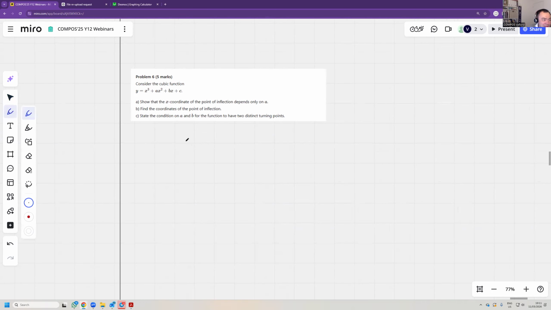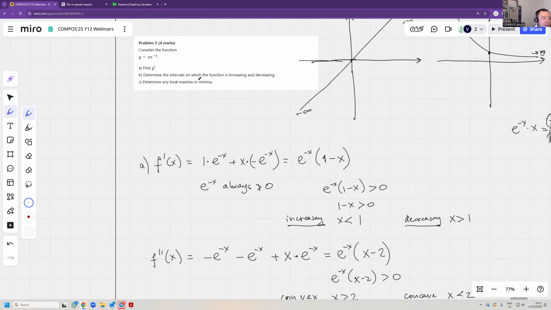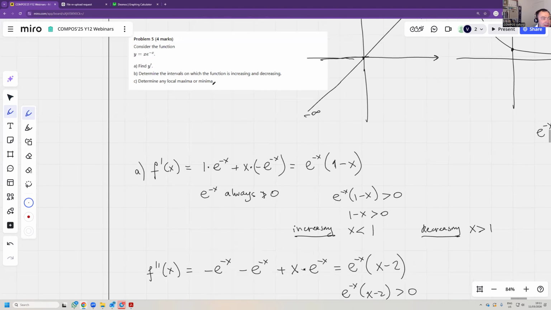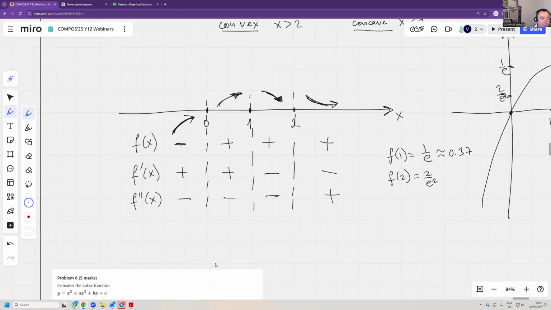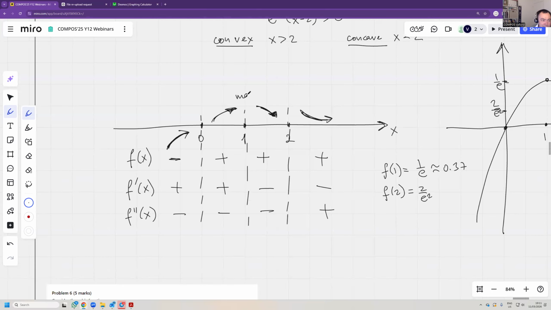Okay, consider a cubic function. Show that the x-coordinate of the point of inflection depends only on a. Oh, did we complete the task? Do you have any look on maximum minima? Yeah, so 1 over e, that's a maximum, and we've done that. And so this is maximum. This is a 0. And this is an inflection.